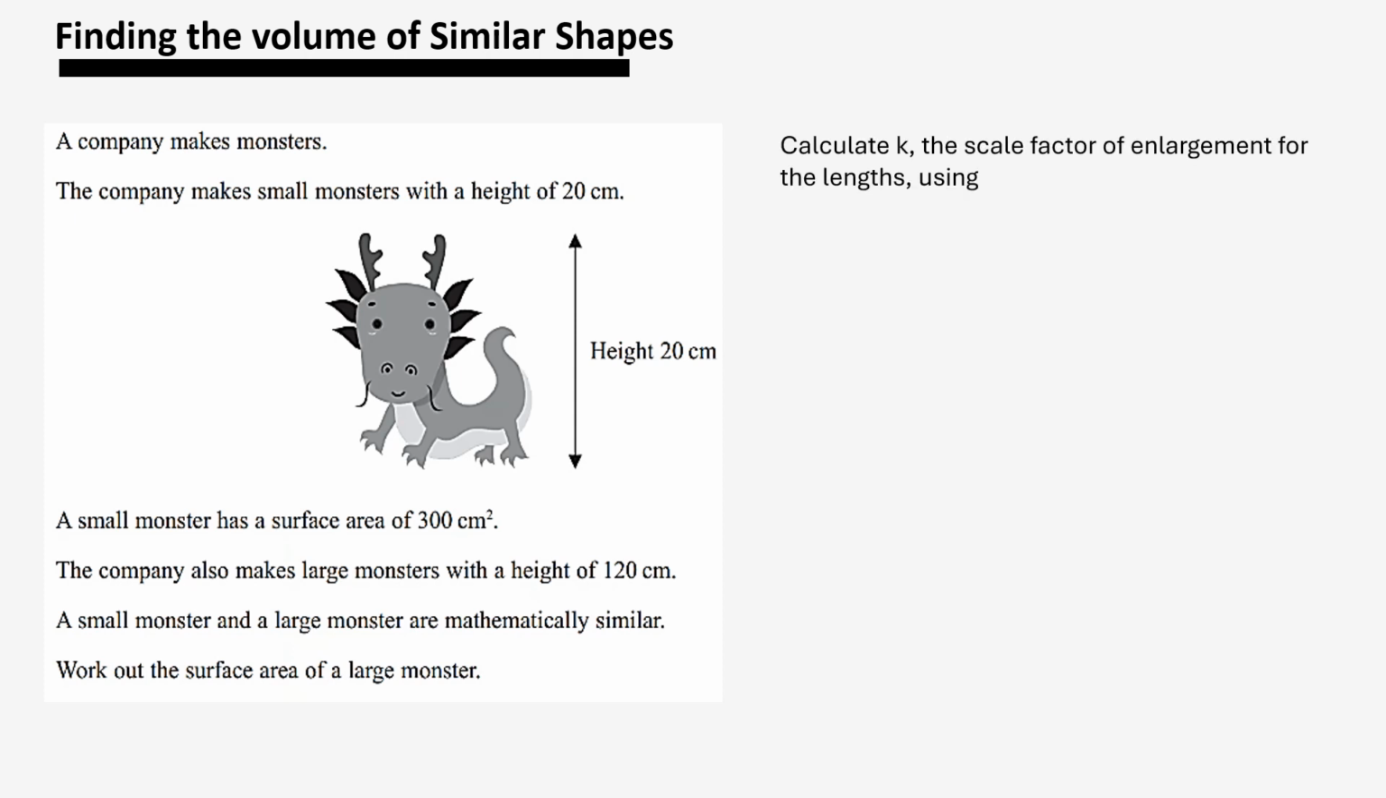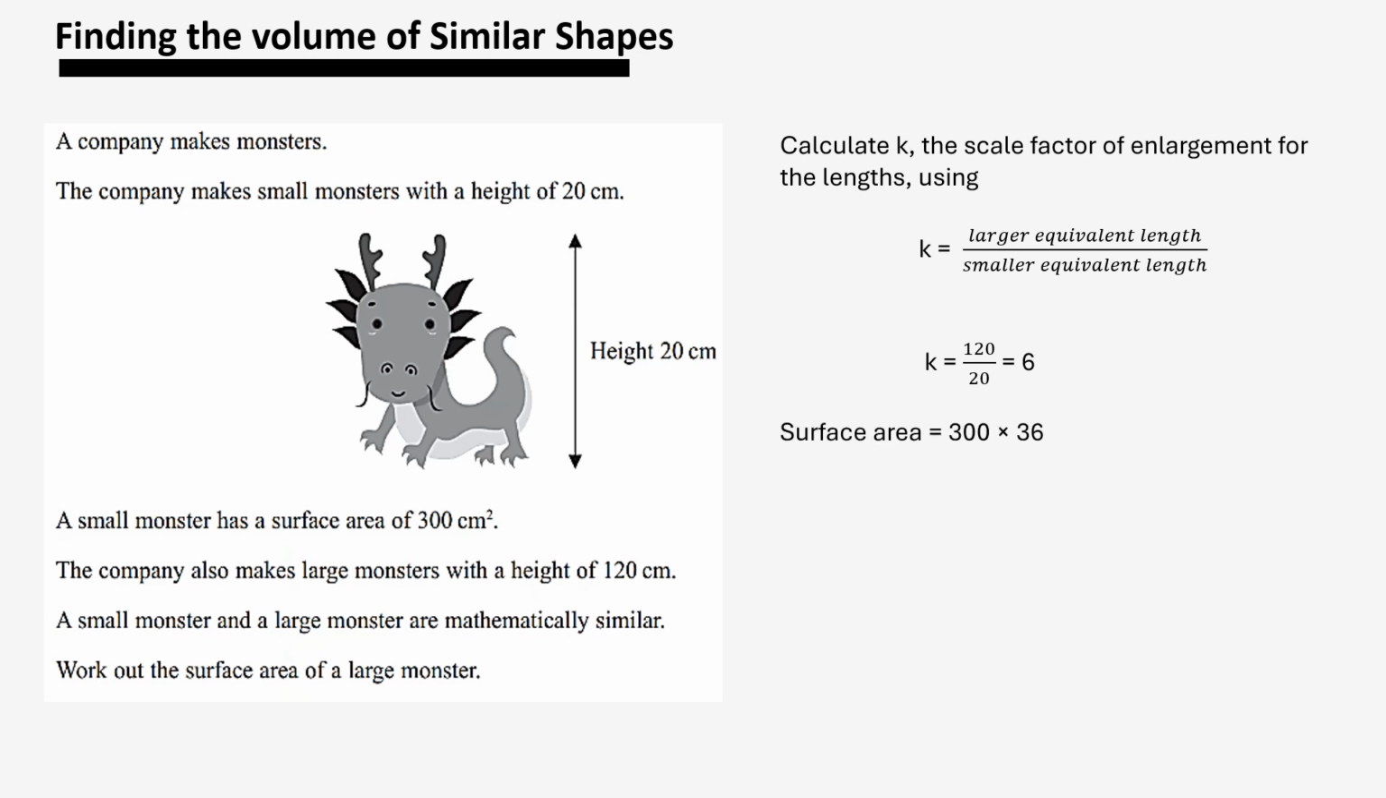In that case, calculate k, the scale factor of the enlargement for the length, using k equals larger equivalent length divided by smaller equivalent length. My larger length is 120 divided by 20. 120 is the height of my bigger monster and 20 is the height of my smaller monster. So you can understand that my image is moving from smaller to bigger, that's why my SF is greater than 1. The answer will be 6. So k is equal to 6.